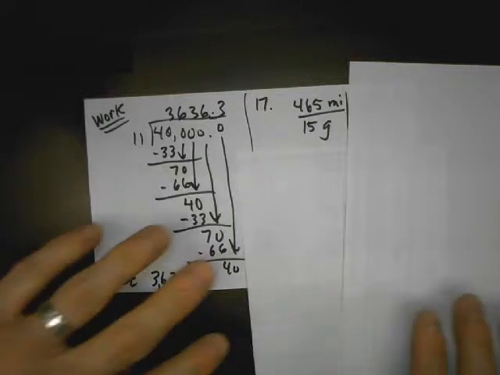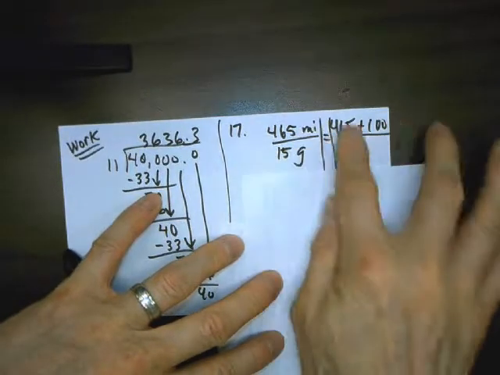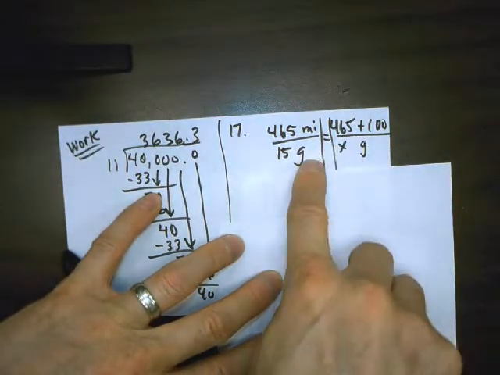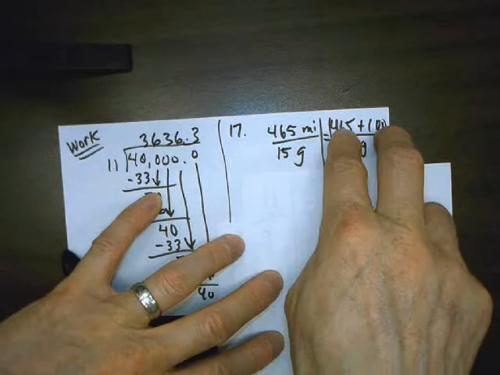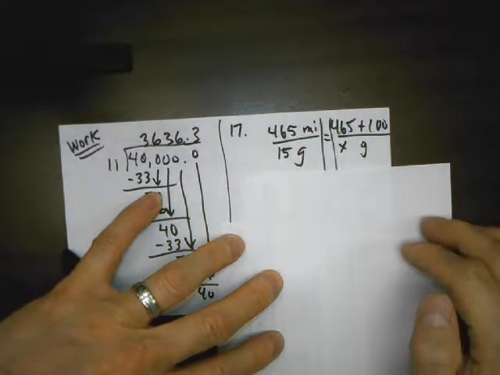How many total gallons would be used to travel an additional 100 miles? So total and additional both are telling me I have to add. I'm going to add miles to miles. Sometimes, students, you know how to do this problem, but you add miles to gallons. You have to add miles to miles or gallons to gallons. Okay? So just make sure you're adding the same thing to each other.